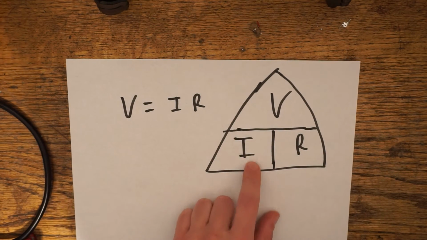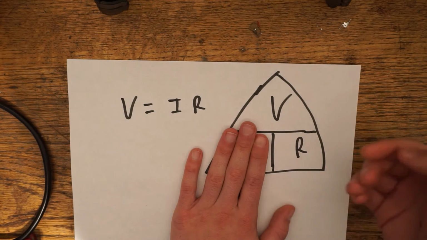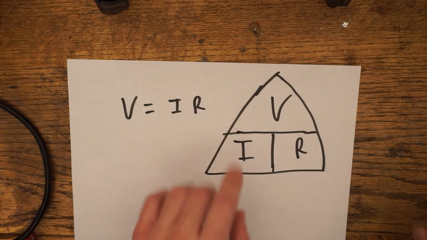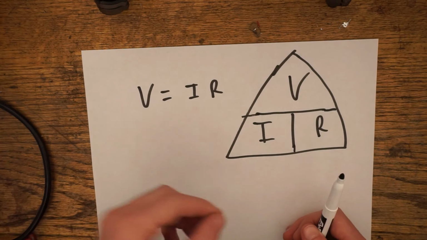If I was looking for I, or the current, I'd cover up I, and V divided by R is I. So it's a very easy way of doing it. So there's the triangle method. I personally just remember this formula. It's very easy to memorize, and I just manipulate it.